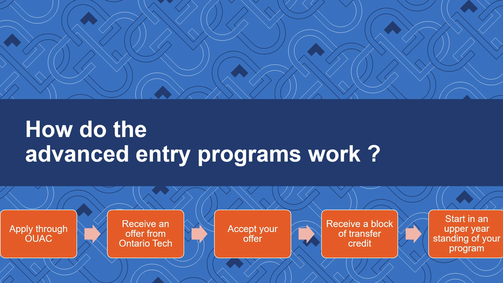Now, how does this compare with Advanced Entry programs? So similarly, you would apply through OUAC, wait till you get an offer, and then accept it through OUAC. The difference here is you receive a specified block of transfer credits, and then you just start in upper year standing of your program. So if you were to receive 2 years worth of transfer credit, which would be 20 courses, then you would start in third year of your program.